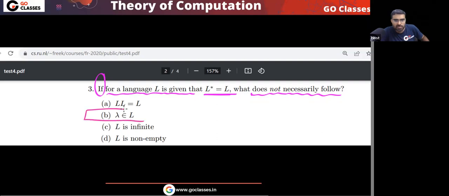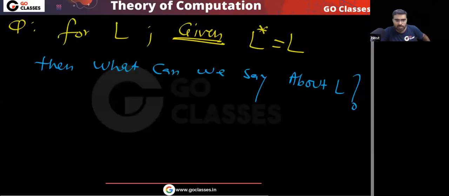You tell me about this. Can I say empty string will definitely belong to L? Remember, L star is equal to L. Then can I say empty string will definitely belong to L? Yes or no?